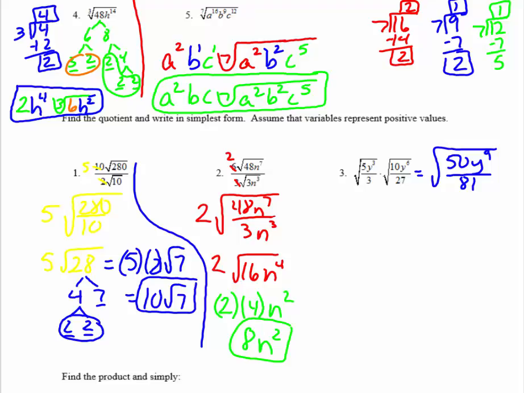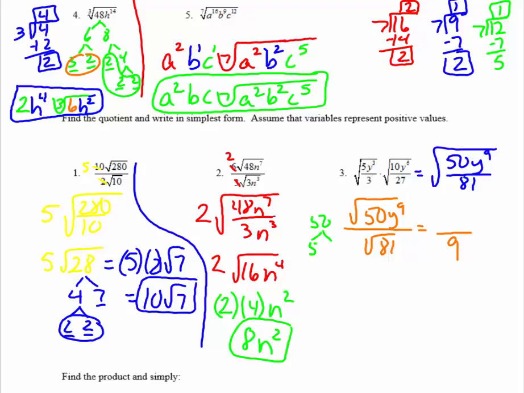Now that I put the stuff together, I look to see if I can reduce it all, and I cannot. So the next thing to do is reseparate them and then simplify each radical. So I get the square root of 50y to the 9th over the square root of 81. Well, I know what the square root of 81 is, that's 9, so I'll just have a 9 in the denominator. But let's do the factor tree on the 50.